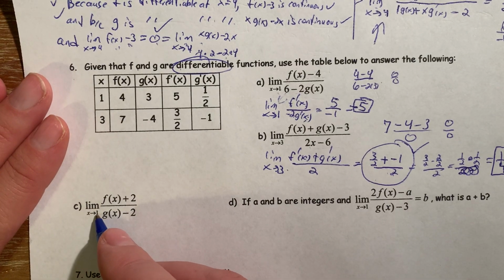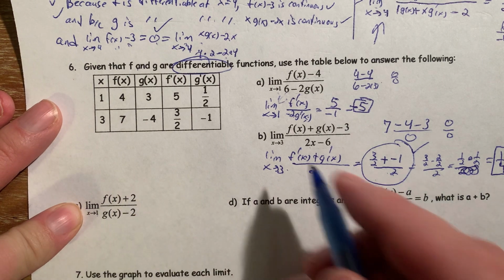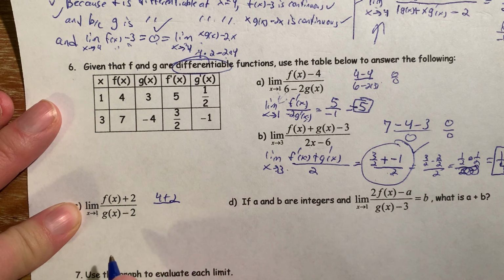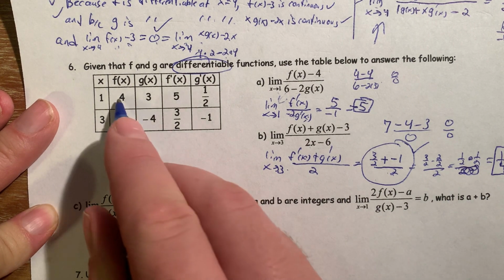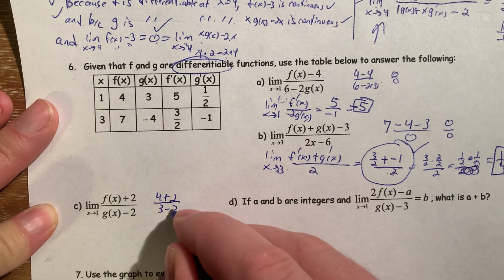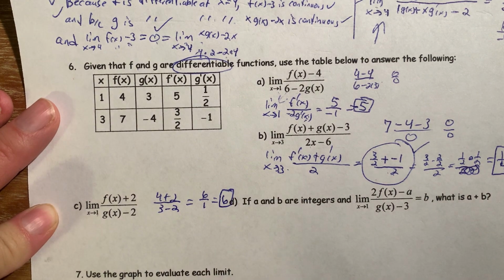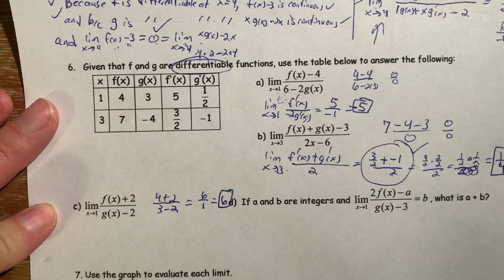Okay, as x goes to 1, let's check this. F of 1 is 4, so 4 plus 2. This is not going to 0 over 0, I can already tell. G of 1 is 3, and so we get 6 over 1, which is 6 by direct substitution. And if you try to do L'Hopital's rule here, you'll get it wrong. It will not come out right.